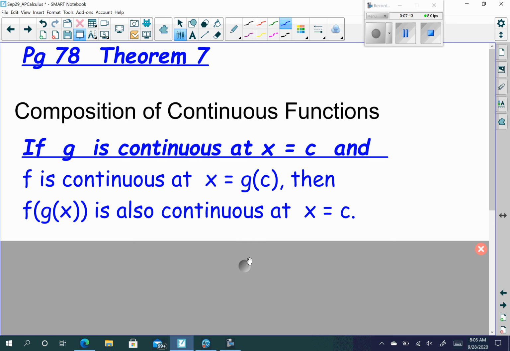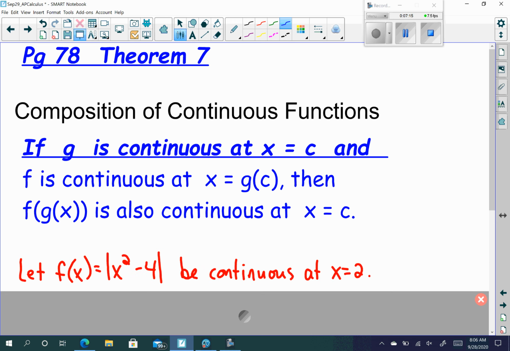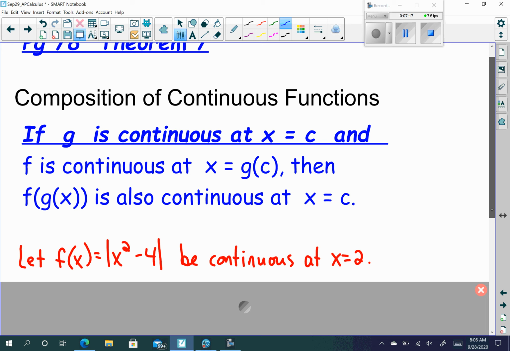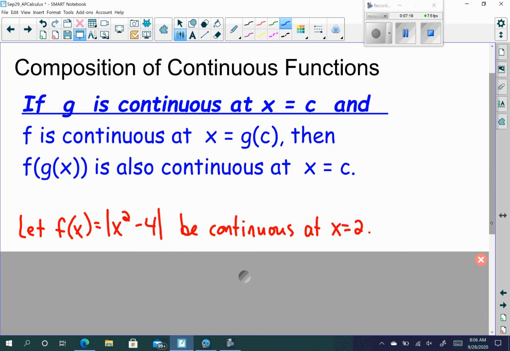So we're just going to go through a little test here, an example. I'm kind of starting with this final statement here. Let's let f of x equal the absolute value of x squared minus 4, and let's let that be continuous at x equals 2. So what we're going to do is take f of x, and even though this is saying f of g of x up here, I could still rewrite this f of x as a composition of functions.